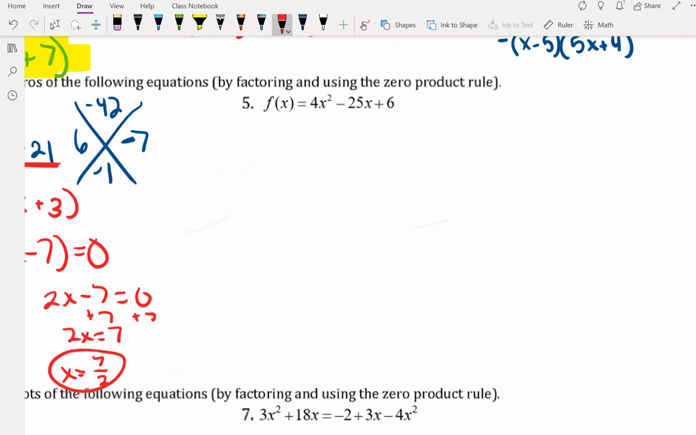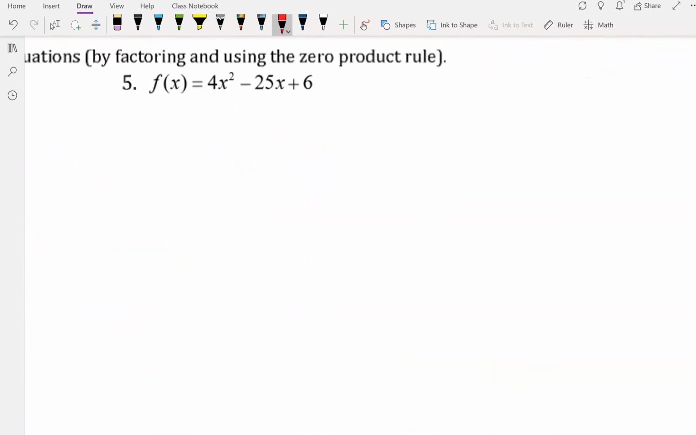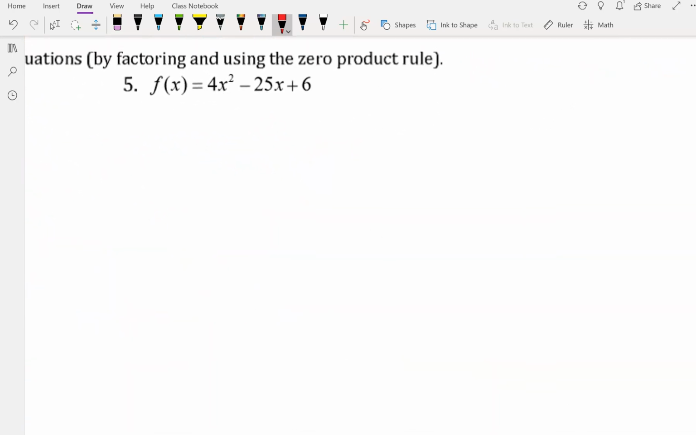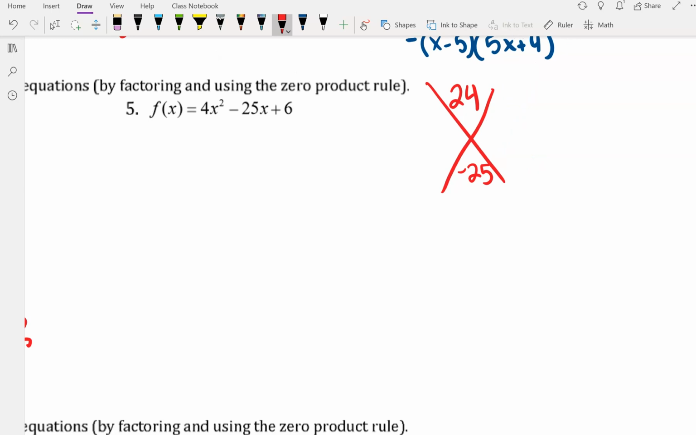All right. Feel free to pause the video if I'm going too fast. All right, next one. To find the numbers that go at the top, I multiply a times c. 4 times 6 is 24. At the bottom, I have negative 25. That's the middle number. Factors of 24. 1 and 24 is one that people forget about a lot, even though it's a pretty easy one. 1 times 24. That adds to give us 25.